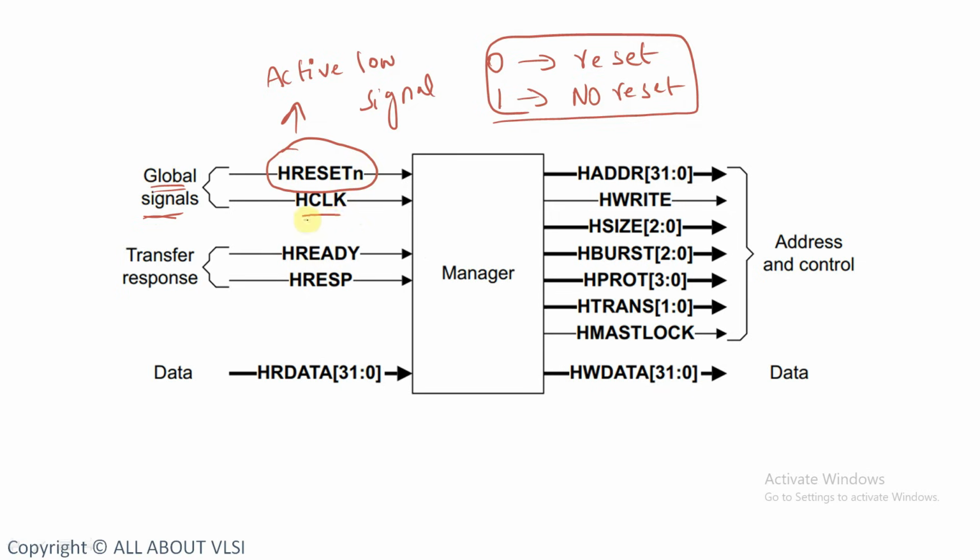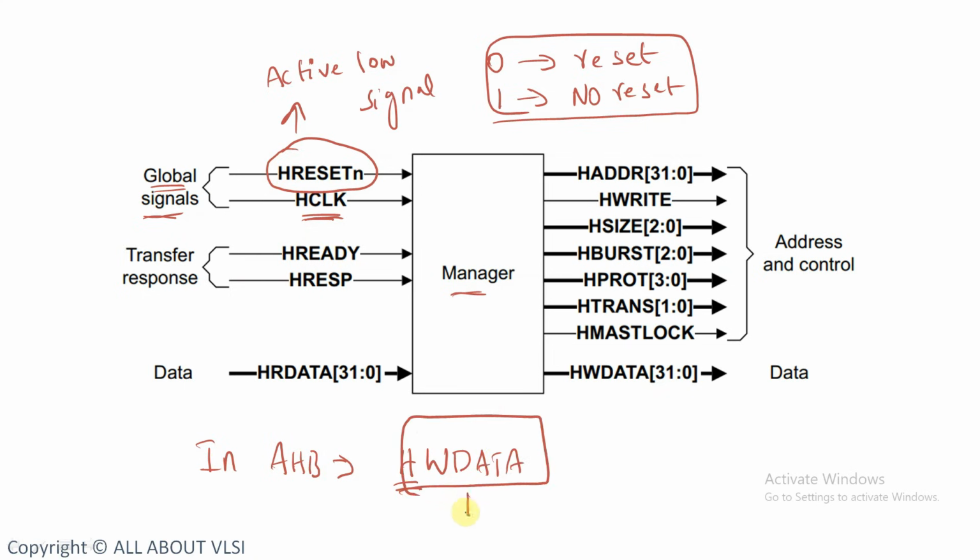So coming to this HCLK, it is a clock signal which is given to the manager, and if you observe, we have a letter H before all the signals. What is this H? In the AHB protocol, every signal is going to be represented with this letter H. So if you want to write down a signal like data, you are going to use the letter H. This indicates it belongs to the AHB protocol.